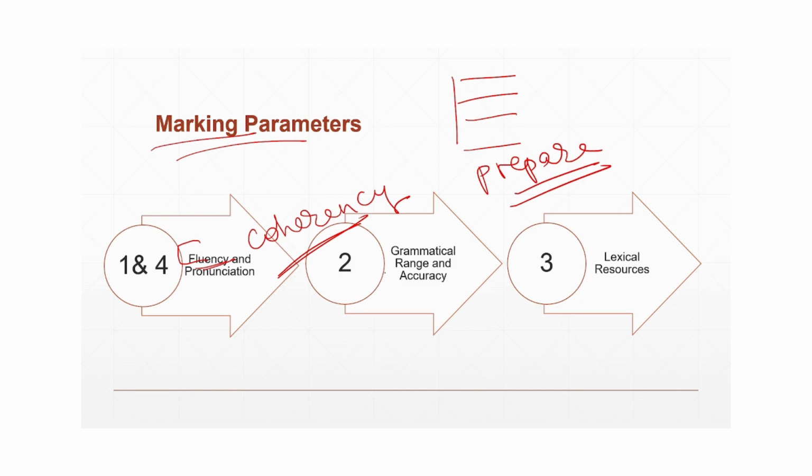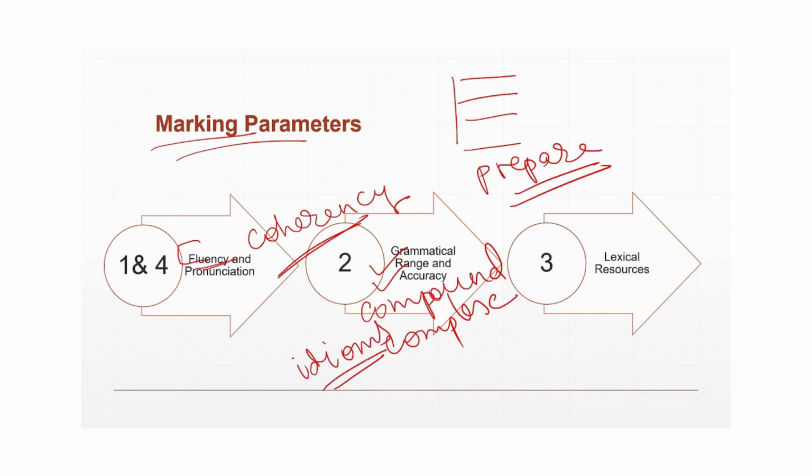Next, we have grammatical range and accuracy. You have to show a wide range of sentences, and the framing of sentences should be really good, with some compound sentences. You can also use complex sentences, which will help you gain good band scores. You can also use a lot of idioms, good idiomatic language, and good phrases which you may not use in daily life, but some unique idiomatic language will be preferred.